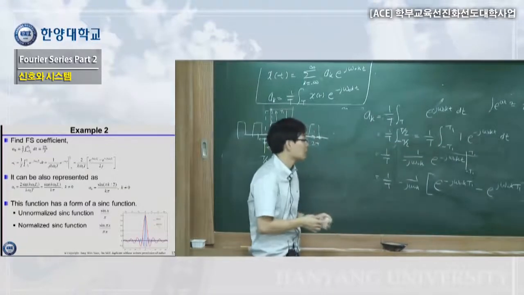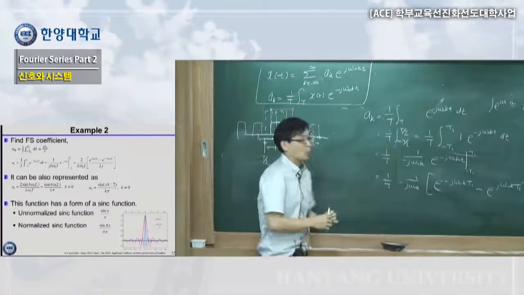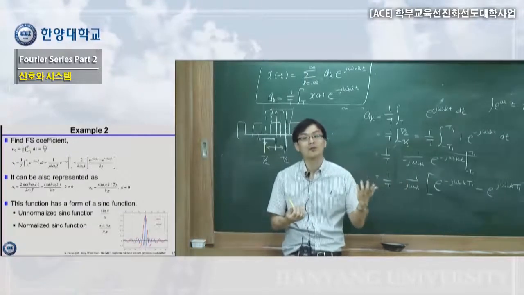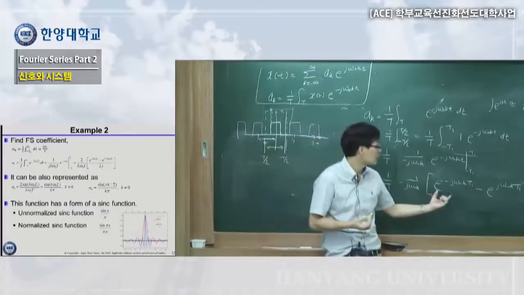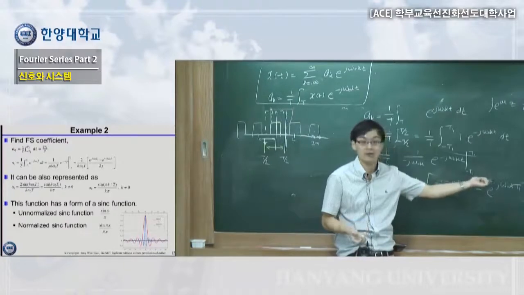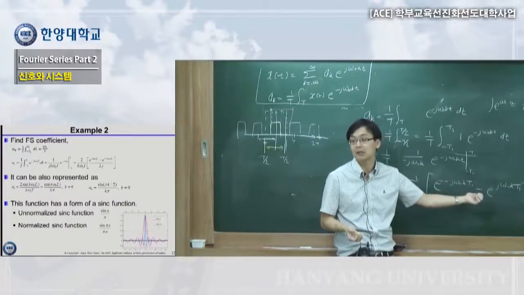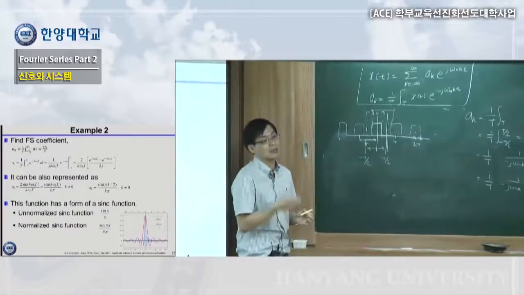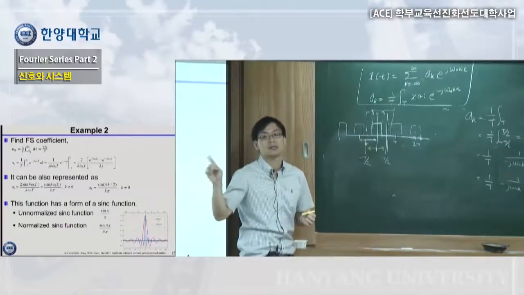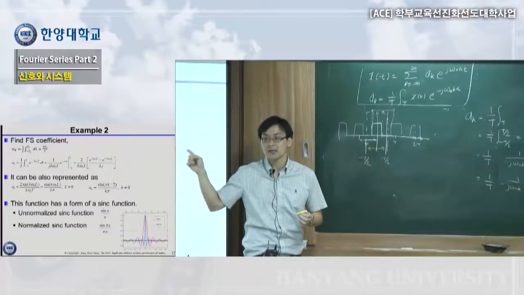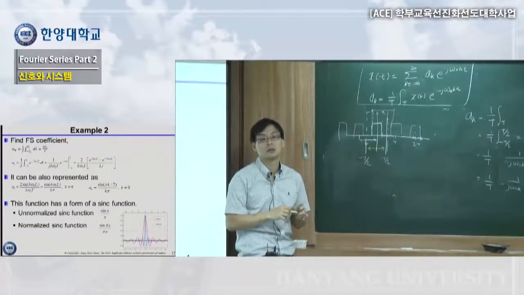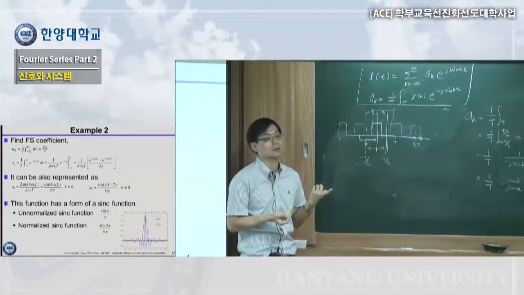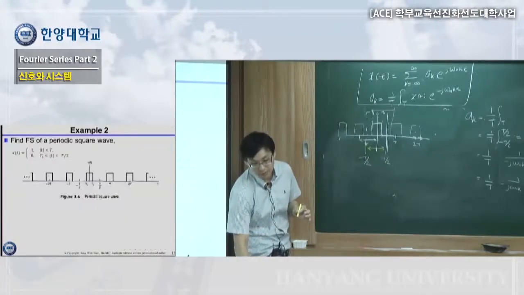And then what? When you practice a lot, when you see this form, you can figure out one function right away: exponential minus, exponential plus, and a minus between them. What is it? Exponential jx minus exponential minus jx is what? Think about the Euler formula. What is it? We do it in here.